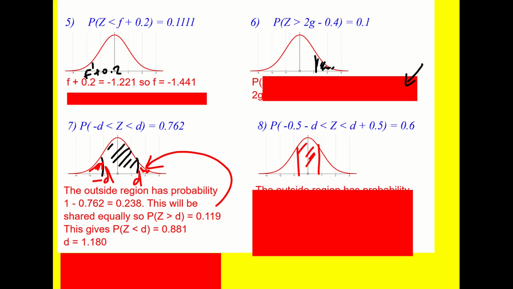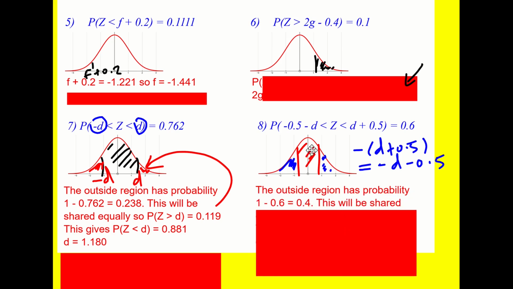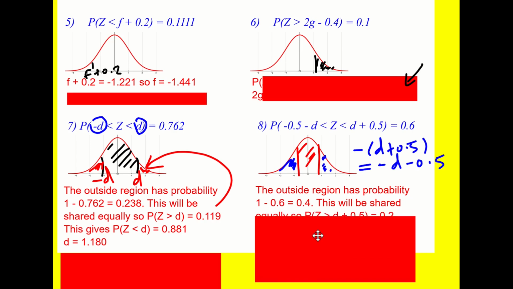But what I can see, I've shaded that red, so what I can see is these other two regions are going to make up 0.4. And by the way, I should say that minus D plus 0.5 is equal to minus D minus 0.5. So I need to check that it is actually a symmetrical situation going on, a bit like it was before. It's obvious to see here, D and minus D, but I need to recognize what this is. So I can use the symmetry. The blue area is going to be 0.4. It's going to be shared, so each one's going to be 0.2.